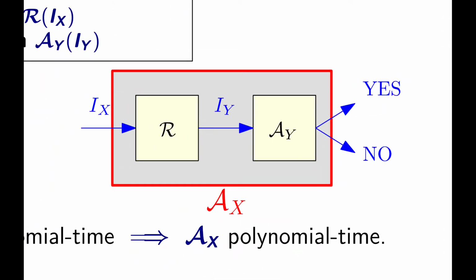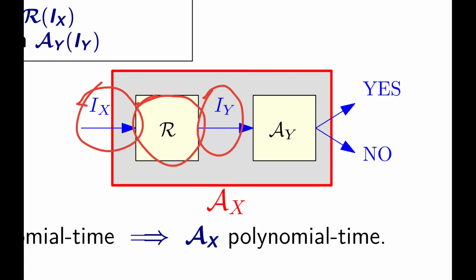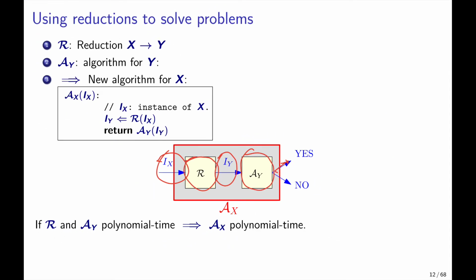I like to look at this as black boxes. That's what I was taught in undergrad. So we have a black box for R. Well, I guess it's not a black box, it's more of a light yellow box, but you know what I mean. It takes the input for X, it generates an input for Y, it feeds it into the black box for Y, and then it outputs yes or no accordingly. Okay, so that's the reduction.